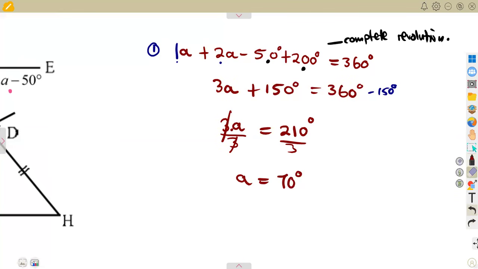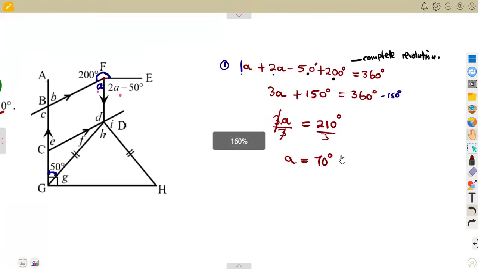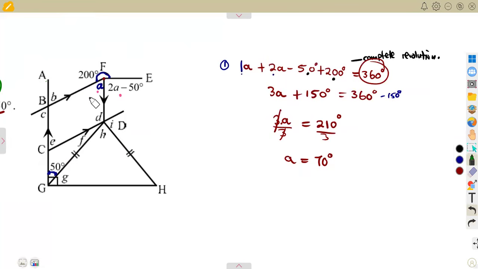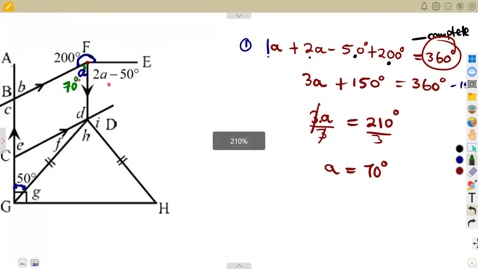So we could have taken into consideration that a complete revolution is 360 degrees, so we can use that as an equation. So this is our A, which is 70 degrees, this part of A. Which other angle can we determine?